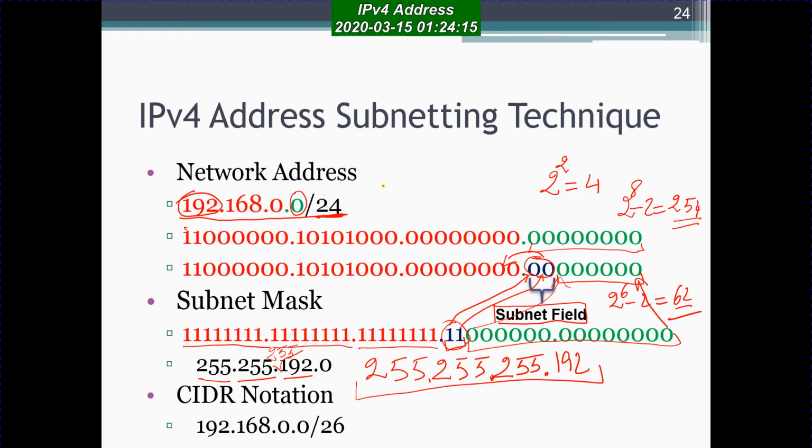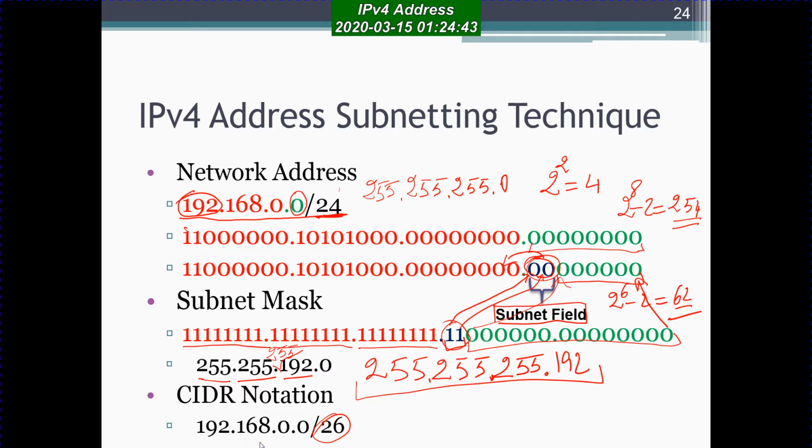The previous one used to be 255.255.255.0. Now since we borrowed these 2 bits, it should be reflected through the subnet mask, which is now 192. And when we write it in CIDR notation, we write 24 plus the 2 bits which are borrowed. Now it becomes /26. This is the way we represent our subnet address.